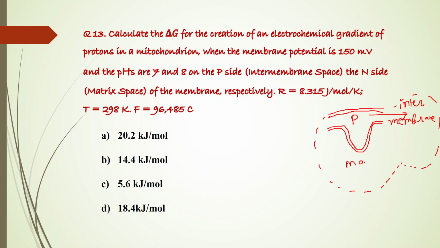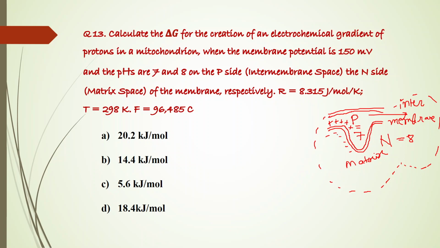So inside you have your matrix, which is otherwise known as the N side. What is the pH at this P side? It is 7. And what is the pH at the N side? It is 8. Everything is given, and due to the difference in the proton ions between this intermembrane space and the matrix, we have positive charges along this membrane and negative charges along this side.